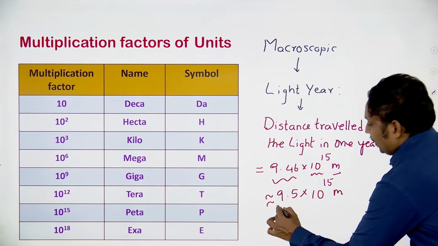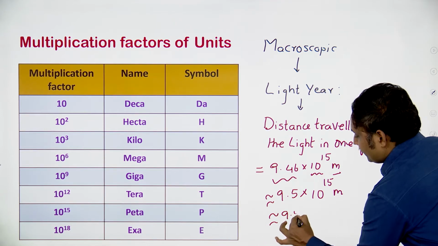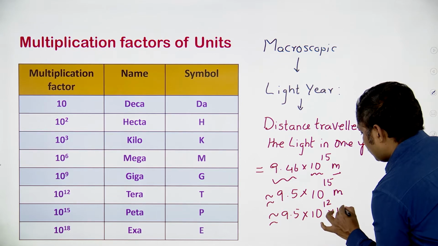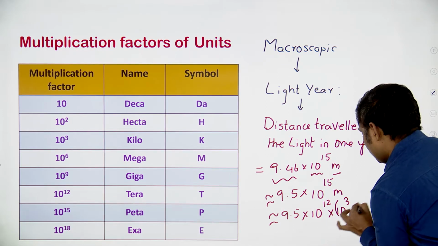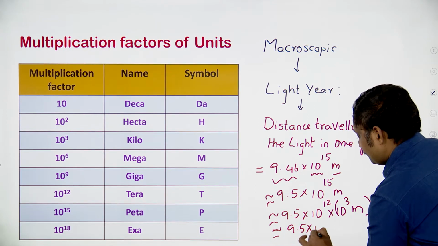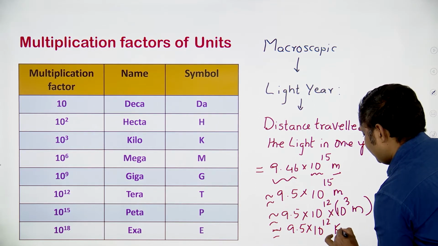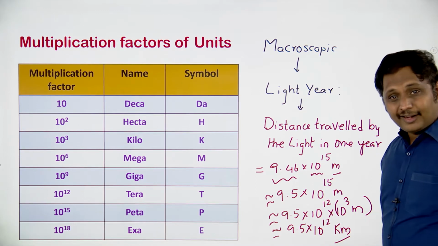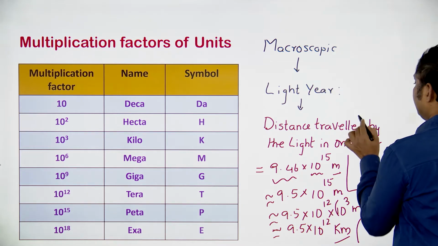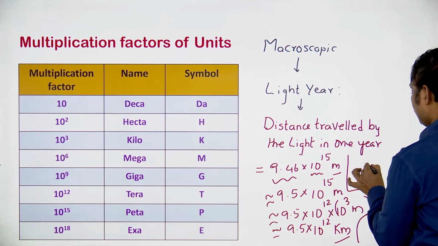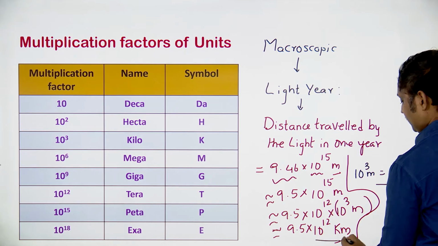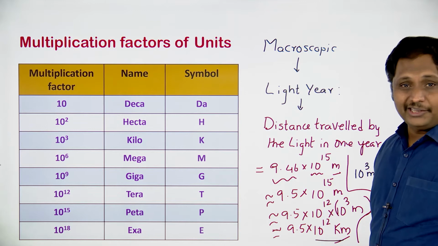And also you can write this as 9.5 into 10 to the power of 12 into 10 to the power of 3 meter. So you will get the value 9.5 into 10 to the power of 12 kilometer. You know very well about this. 10 to the power of 3 meter is 1 kilometer. It's very easy for you. You can represent that value.